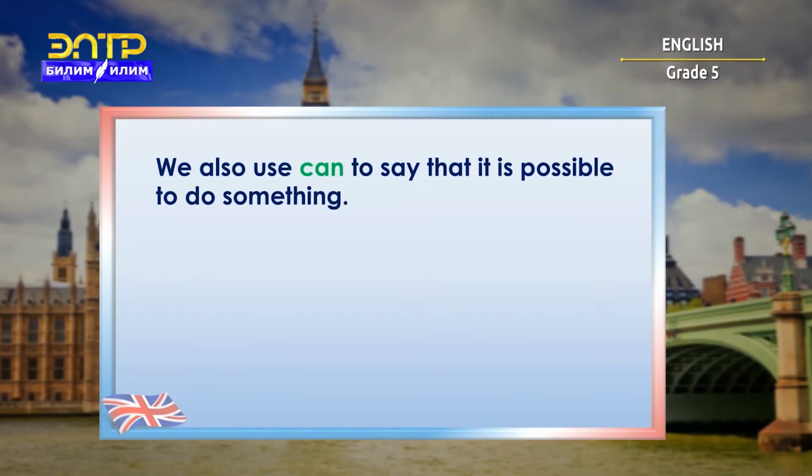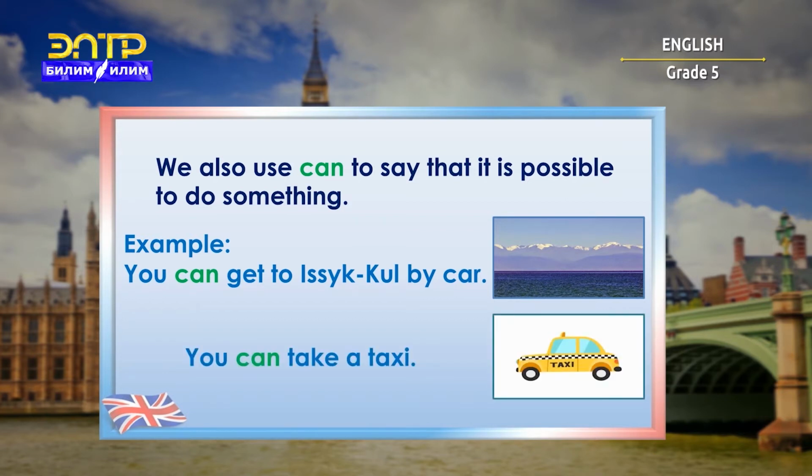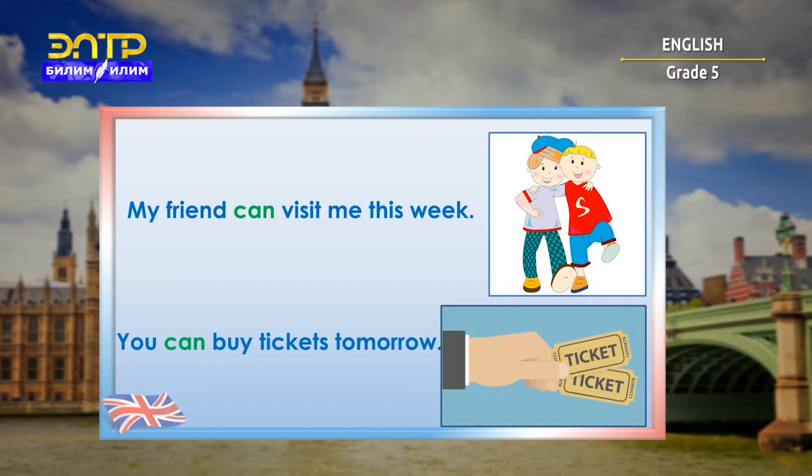But we also use can to say that it is possible to do something. For example, you can get to school by car. You can take a taxi. My friend can visit me this week. You can buy tickets tomorrow.